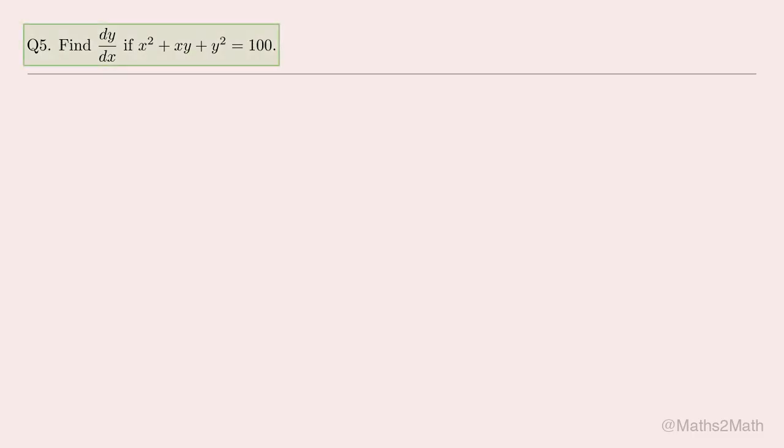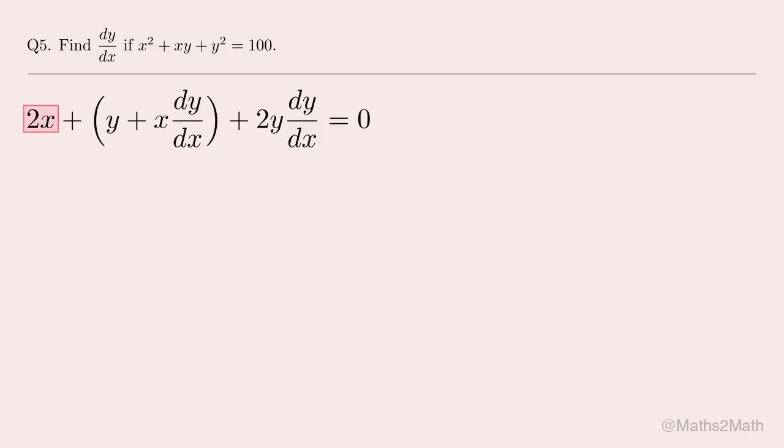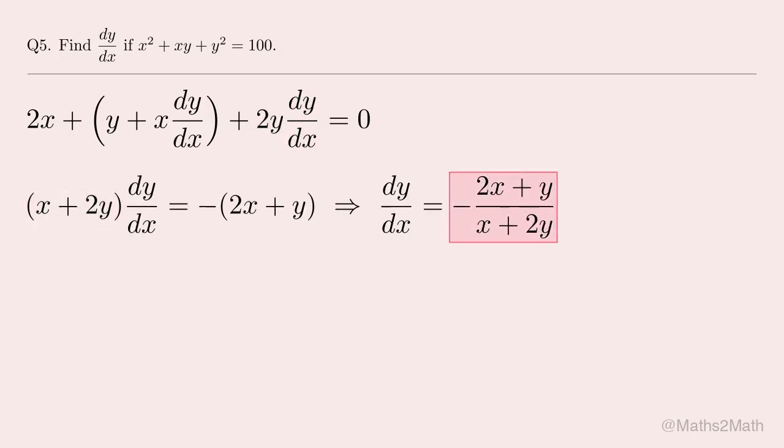Question 5. A symmetric quadratic relation set equal to the constant 100. The constant differentiates to 0, which keeps things tidy. Differentiate 2x, then the product rule on xy, then 2y times the derivative, all equal to 0. Group and solve for the derivative.